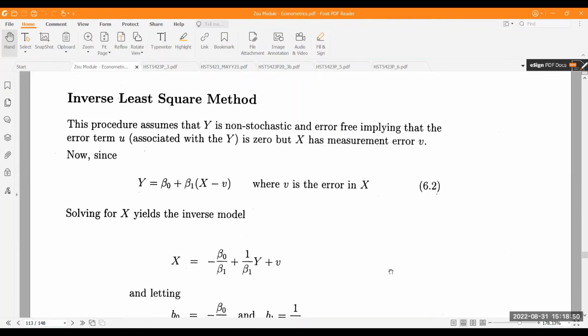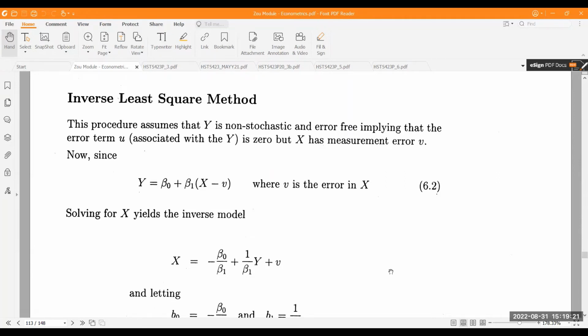Okay, so X is what? Measurement error, which we denote by V. So our model, instead of having the usual model of Y equals beta naught plus beta 1 X plus the error term U, the error is now contained in what? In V. So we can also model it as part of the variable X. So we say Y equals beta naught plus beta 1 X minus the error term V, where V is the error in X.